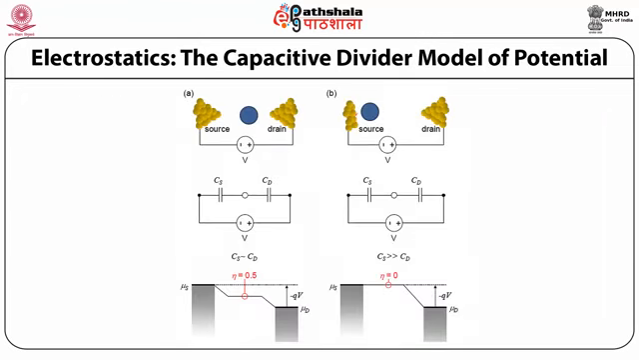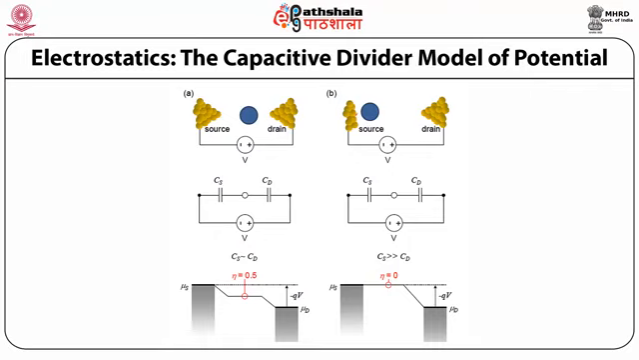Electrostatics, the capacitive divider model of potential. In this model, a nanoparticle contact device can be modeled by a nanoparticle linked to the source and drain contacts by two capacitors, CS and CD, respectively. If the nanoparticle is placed at the middle of the two contacts, then CS is proportional to CD.